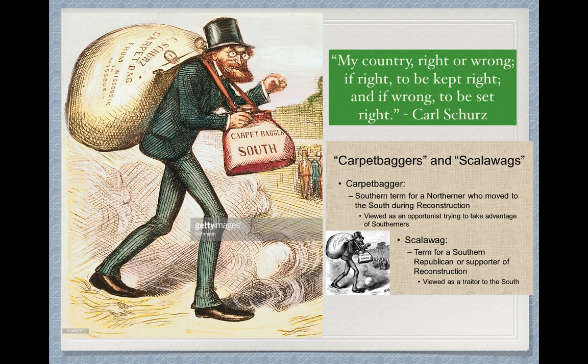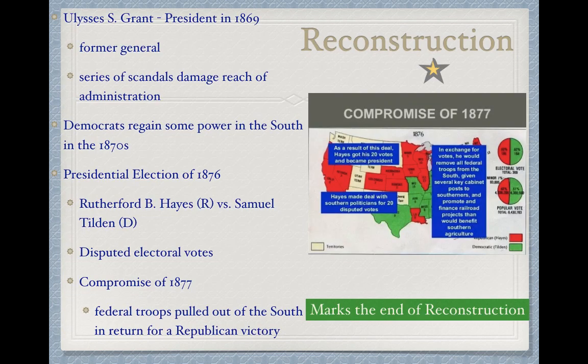So carpetbaggers from the North moving to the South, scalawags in the South supporting Republicans, and white Southern Democrats don't like either of these groups, hence the derogatory names. Now, what is going to end Reconstruction? It's going to be something called the Compromise of 1877.